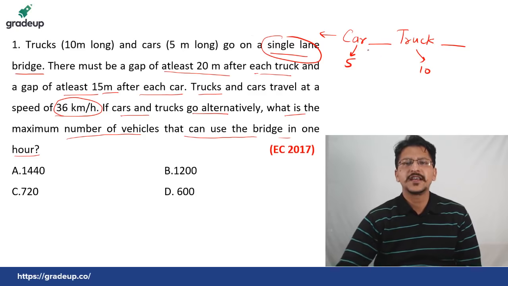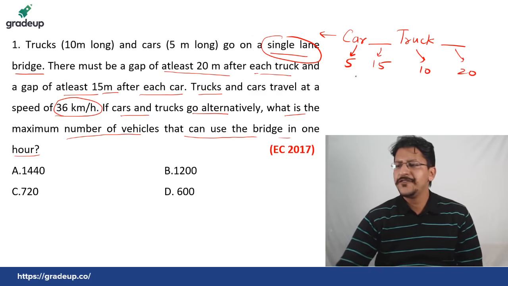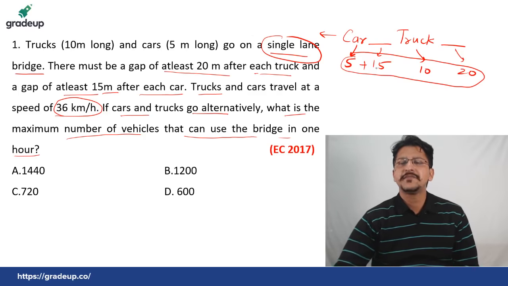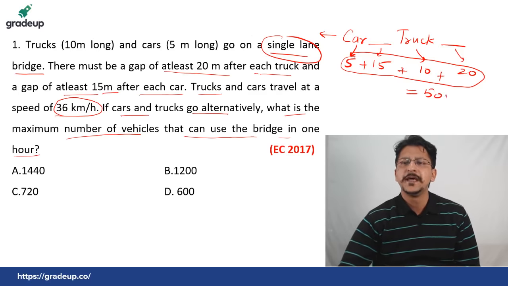Okay, after the car, there is a gap of 15 meters. And after the truck, there is a gap of 20 meters. So if we take the whole of this as one lot, then what is the total distance? 15 plus 5 plus 10 plus 20. This total lot comes out to be 50 meters.